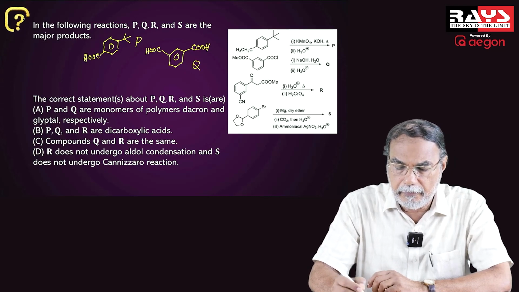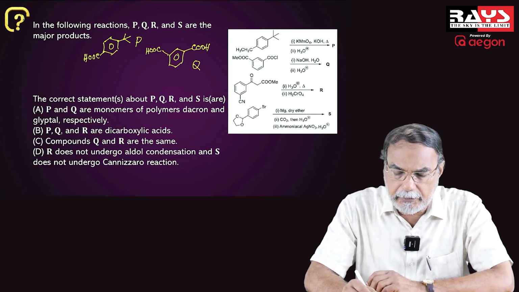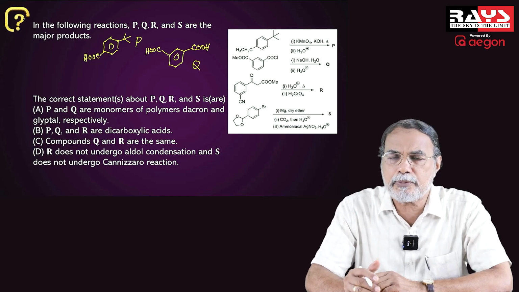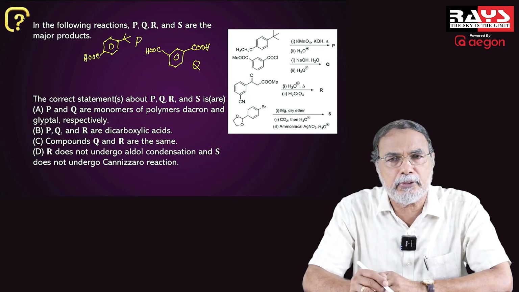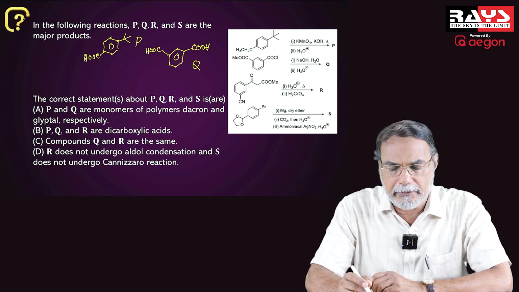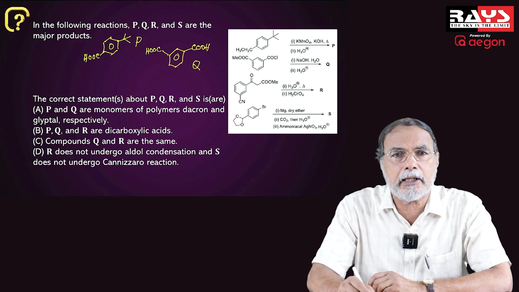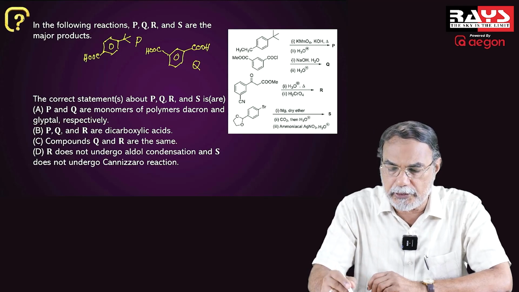It's again a dicarboxylic acid with acid groups at the meta positions. That is what you call isophthalic acid. If the acid groups are at the ortho positions, it is phthalic acid, and this is isophthalic acid. And if the carboxyl groups are at the para position, it is terephthalic acid. In the IUPAC nomenclature, this will be called benzene-1,3-dicarboxylic acid. So Q is benzene-1,3-dicarboxylic acid.